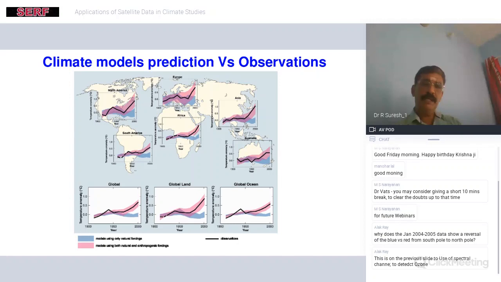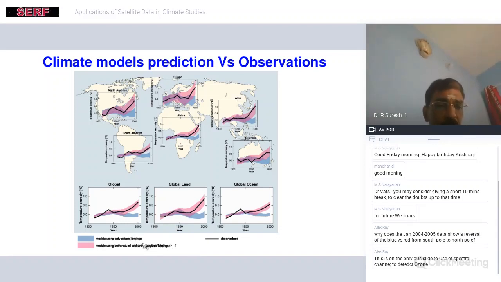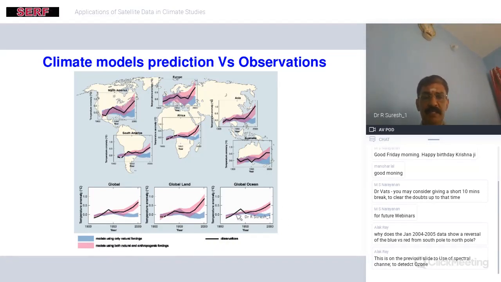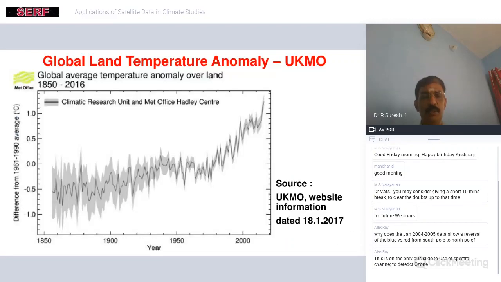Now you are able to see how the different models over different parts of the world have come out. One is with the natural forcing, another is with the natural and the anthropogenic forcing. The blue color is only with the natural forcing, the pink color is with anthropogenic forcing, whereas the black line is over the observation data points. Everywhere there is always a rising trend, that global warming is taking place beyond doubt. This is one slide. Those who advocate that global warming is true will be presenting this set of slides.